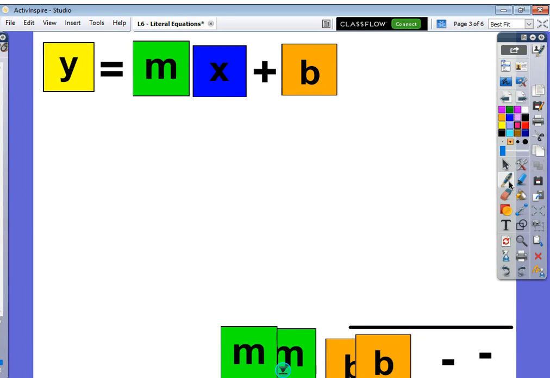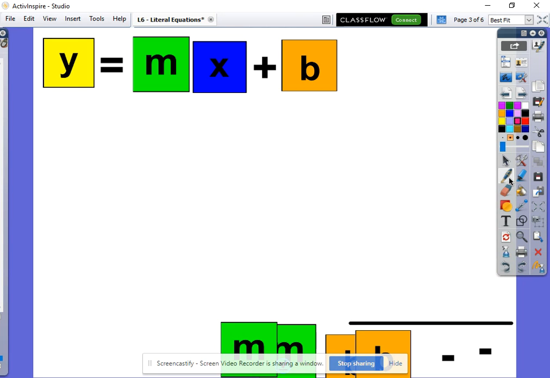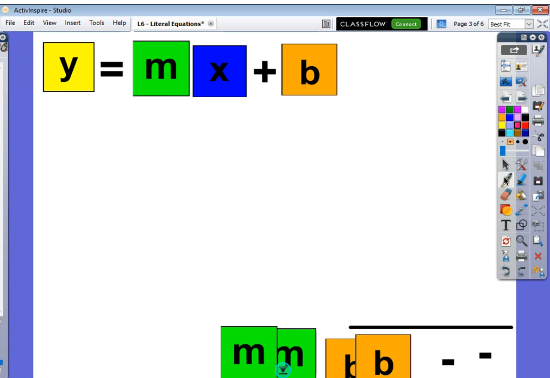Okay, so what I want you to do now is, using those same four post-it notes, I want you to write the letter Y on one of them, the letter M on one of them, the letter X on one of them, and a B on the other. Okay, so now using your post-it notes, I want you to create this equation: Y equals mx plus b.